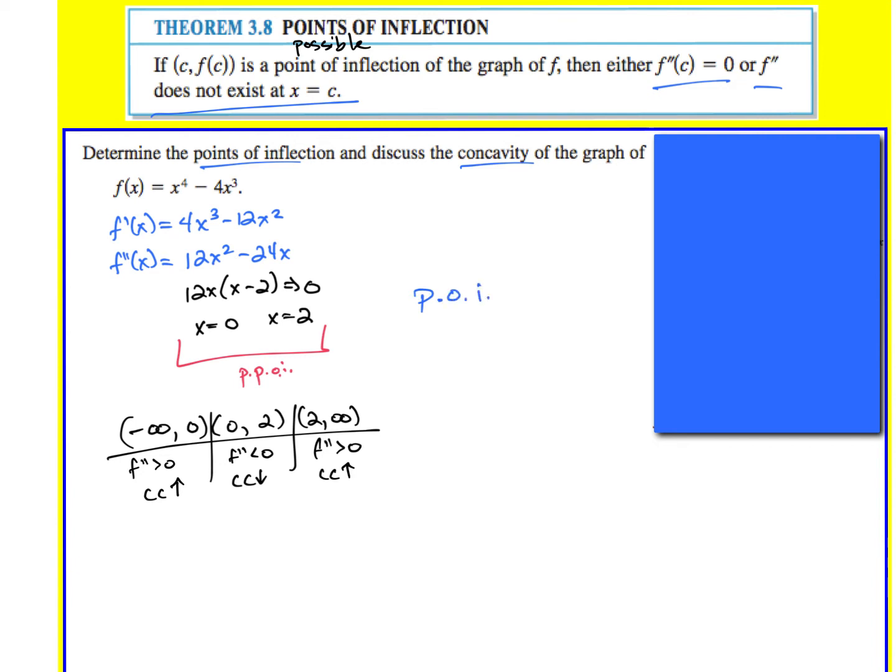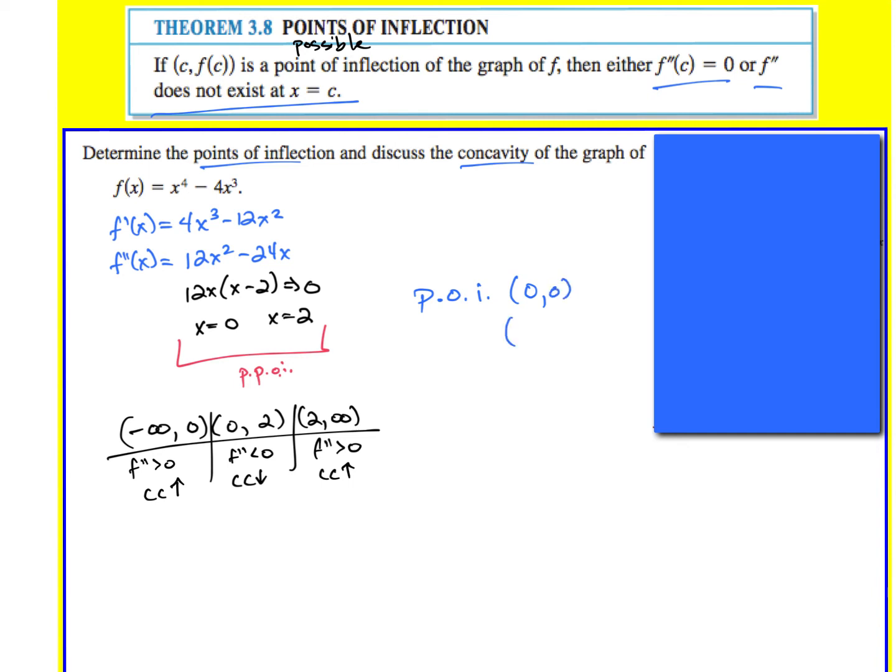I do have a point of inflection at 0, because our concavity is changing from positive to negative. Now, to be a point at x equals 0, I'm going to have a point of inflection. But to be a point, what also do you need? A y value. So we need to substitute back into the original. If I substitute it back in, what do I get? 0 as well.